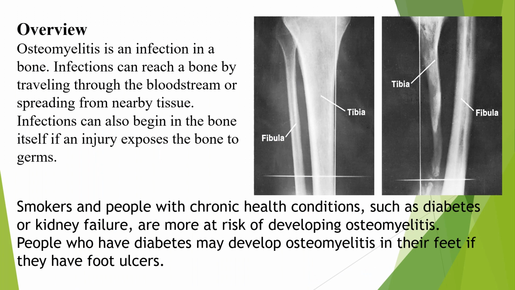Next, we are talking about various bone diseases. First, osteomyelitis. Osteomyelitis is an infection in a bone. Infection can reach a bone by traveling through the bloodstream or spreading from nearby tissues. Infection can also begin in a bone itself if an injury exposes the bone to germs. Smokers and people with chronic health conditions such as diabetes or kidney failure are more at risk of developing osteomyelitis. People who have diabetes may develop osteomyelitis in their feet if they have a foot ulcer.